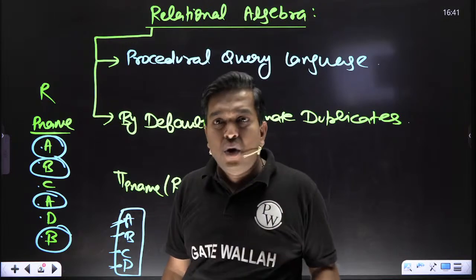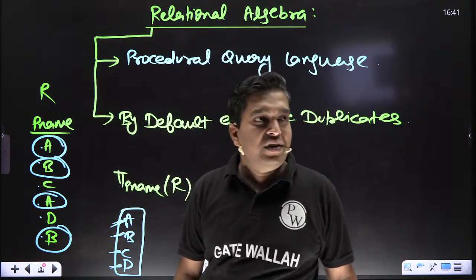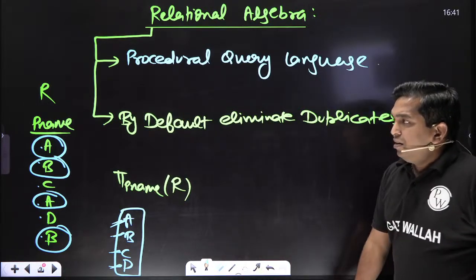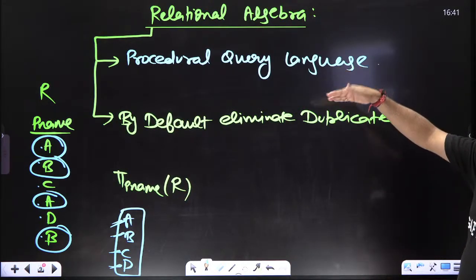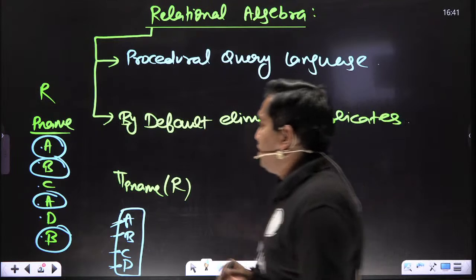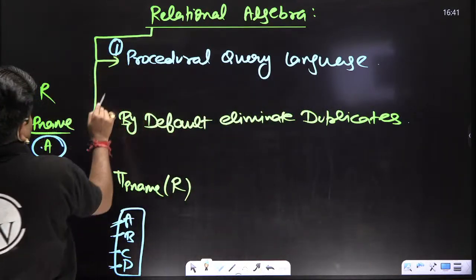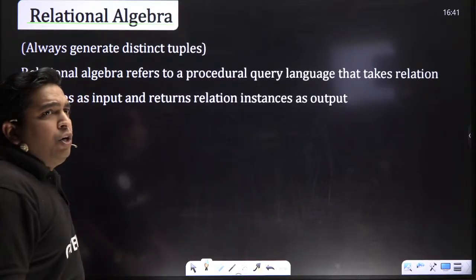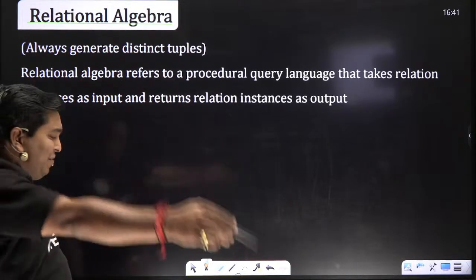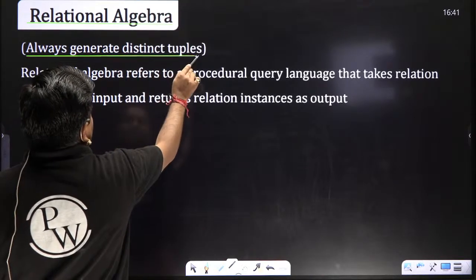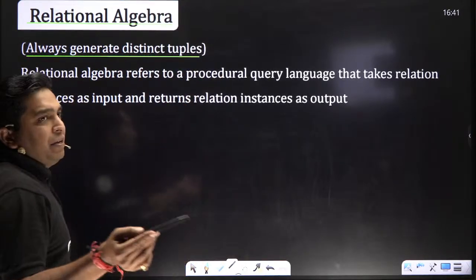Then I will show how to write a query, each and everything. Clear? So there are two types, procedural and non-procedural. First of all, we are going to start relational algebra, that is a procedural query language, and by default it eliminates the duplicate values. Write it down, crystal clear, everyone. So relational algebra always generates distinct tuples.